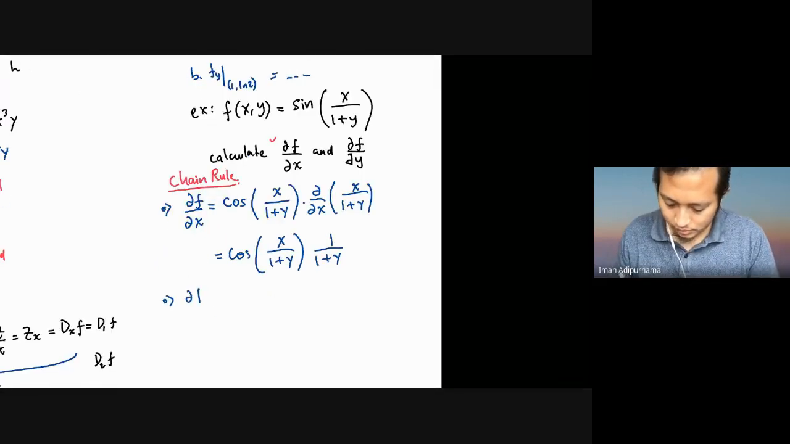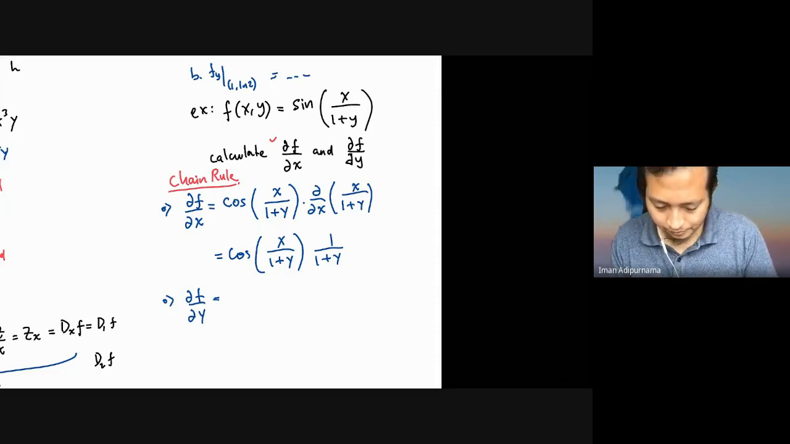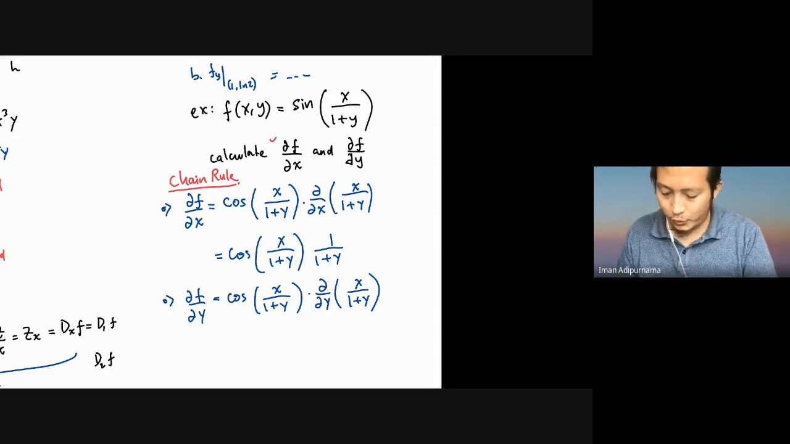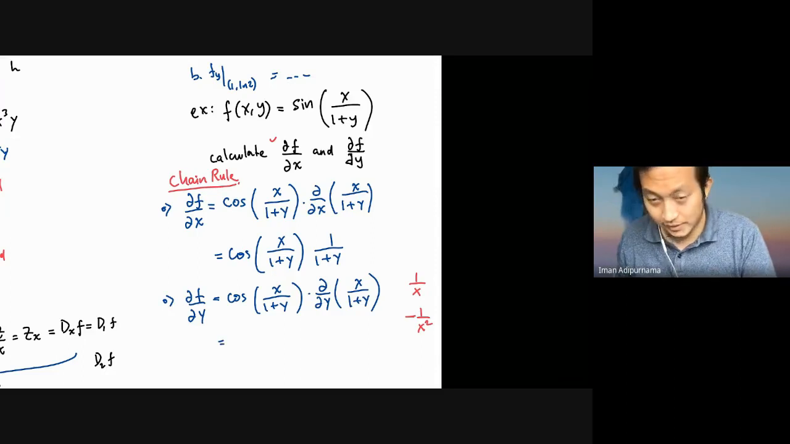The second one is partial of y. So the same, we write cos because everything is there, right? And write everything on the inside and write the partial of y of the x. And now we are treating x as a constant and we differentiate y. It's like differentiating 1 over x, right? And it's becoming negative 1 over x squared, right? So we can write this as, because it has negative, I will write negative in front.